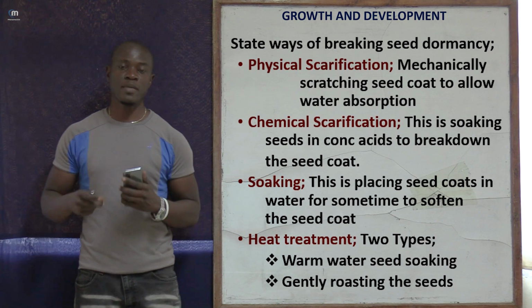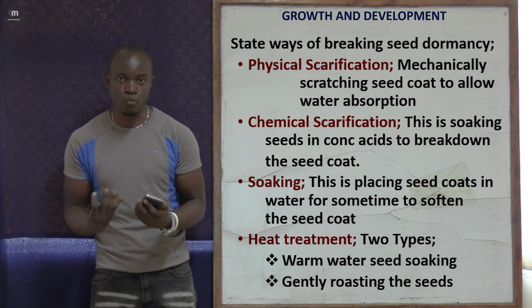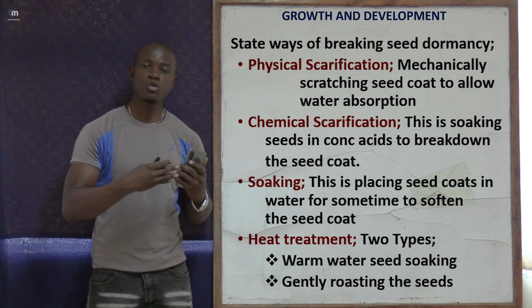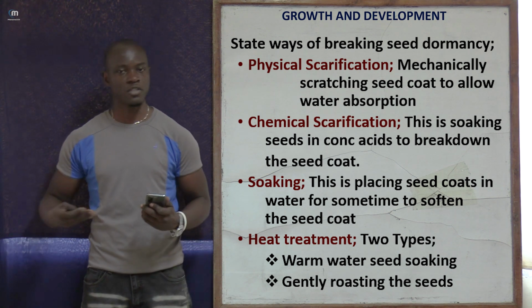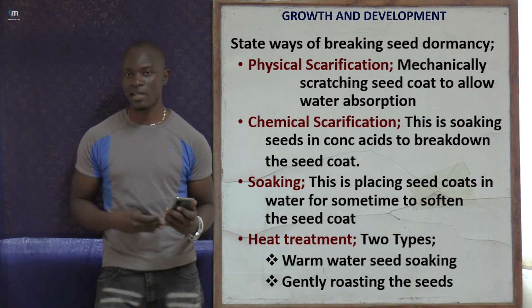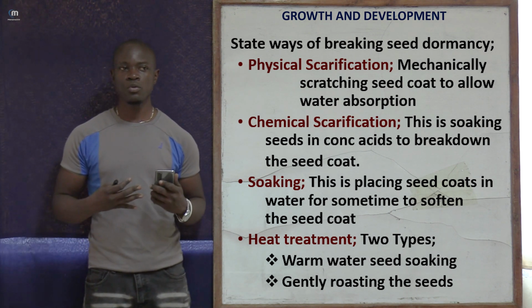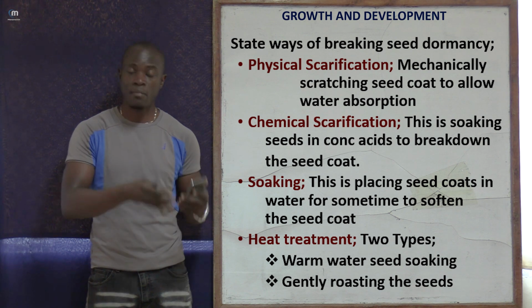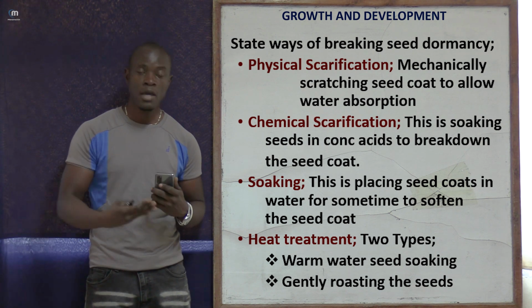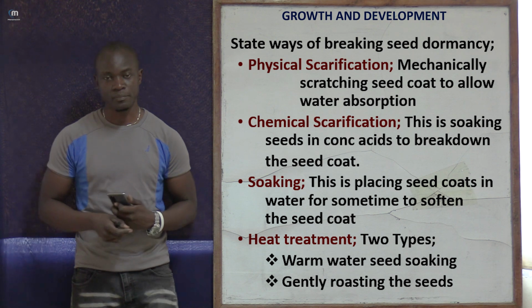Which are the ways of breaking seed dormancy in order to make these seeds that were unable to germinate begin the process of germination? That is what this question is asking. So what can we do to these dormant seeds in order to make them begin the process of germination?